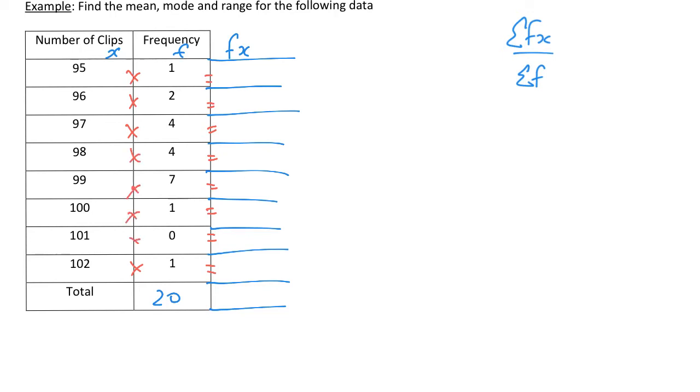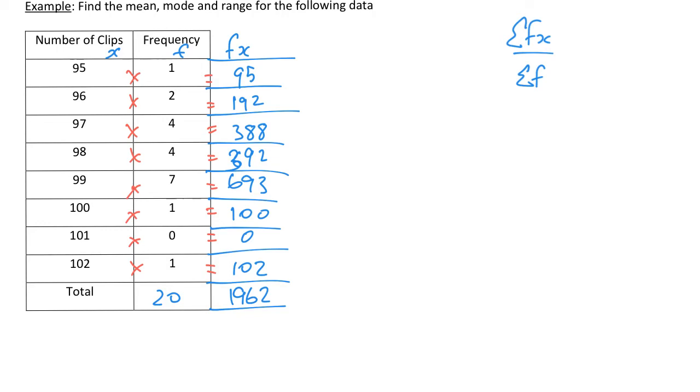So 95 times 1 is obviously 95. 96 times 2 was 192. And then we get 388, 392, 693, 100, 0, and 102. And when we add those all up, we get 1962. So this is the sigma fx, and this is our sigma f.